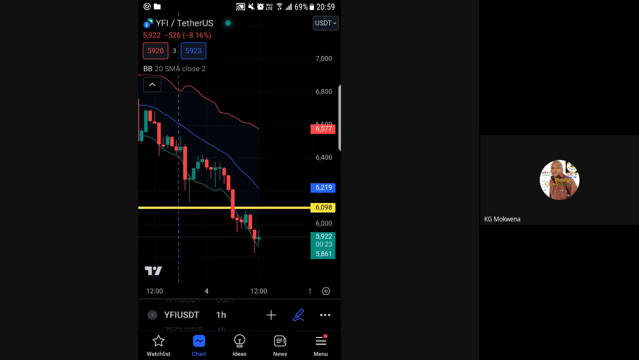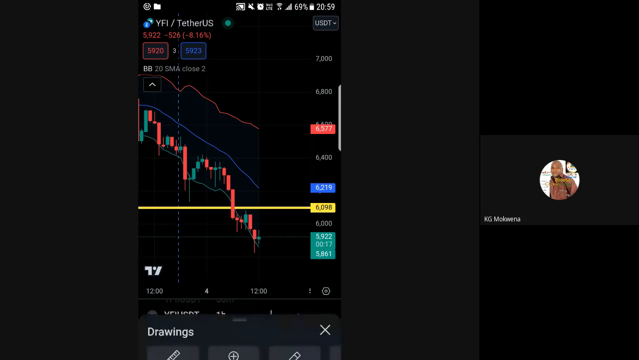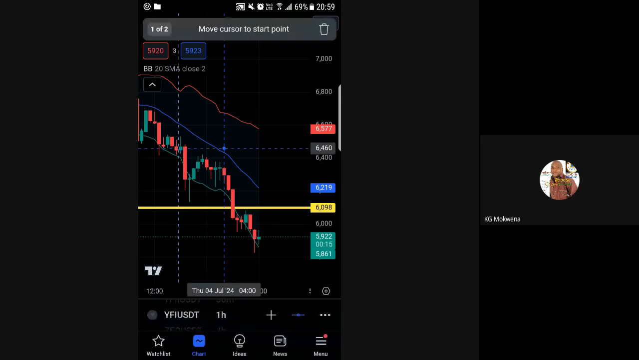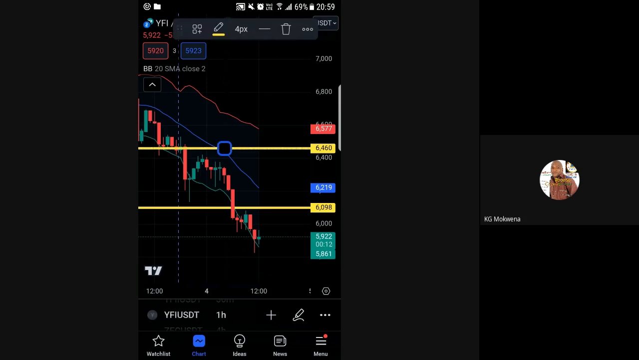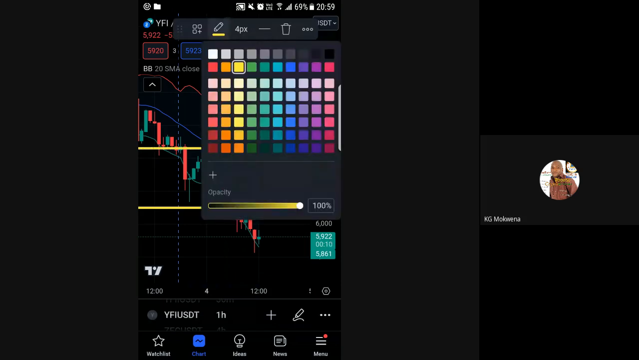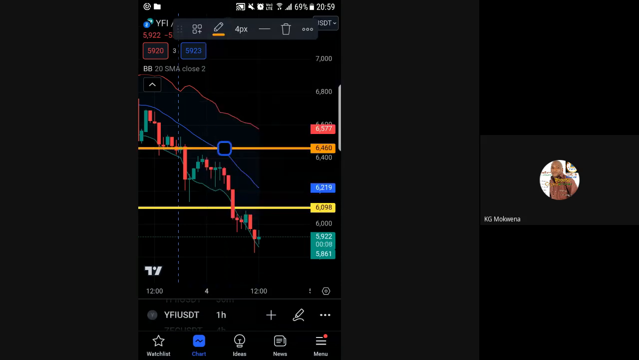I'm just waiting for the system to respond. I want a horizontal line, and then let's go. But let's give it a different color because this is for a whole warehouse. Let's give it an orange color. And then let's look at what price this is.